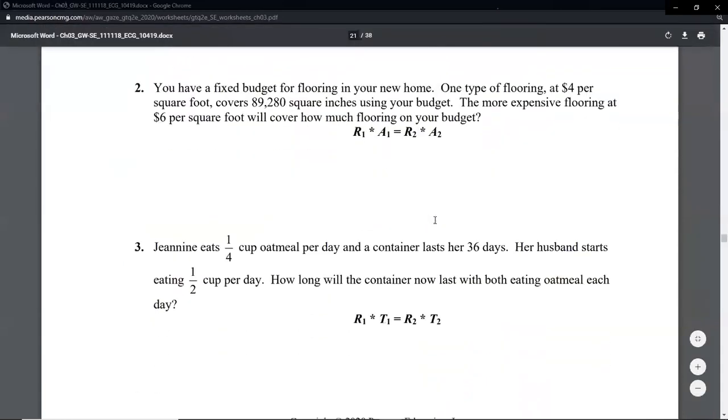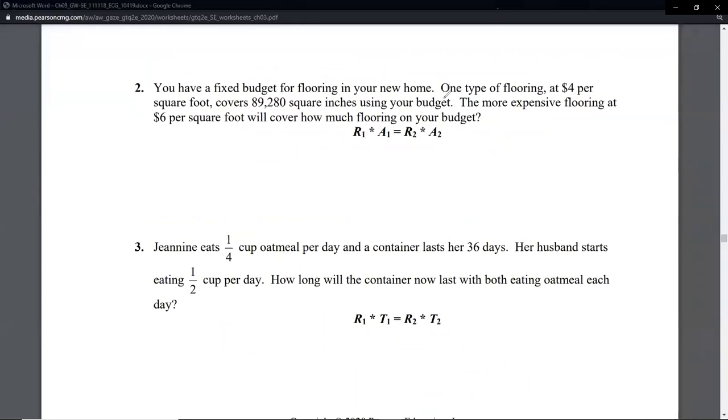All right, problem 2 and 3. Problem 2, you have a fixed budget for flooring your new home. One type of flooring costs $4 per square foot. I feel like this problem is dealing with my real life right now.